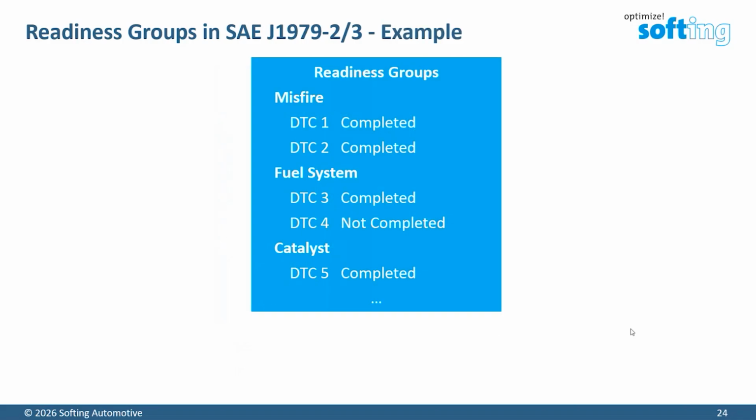And here is an example for readiness groups. One readiness group here is misfire. It includes 2 monitors or 2 DTCs. Both have the status completed. So misfire is completed as a whole group.